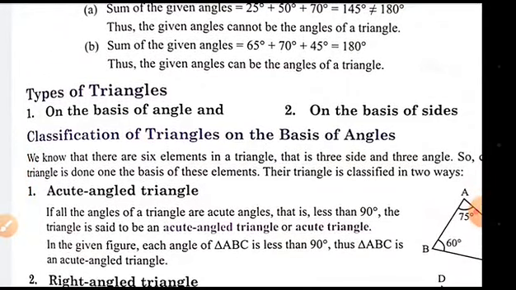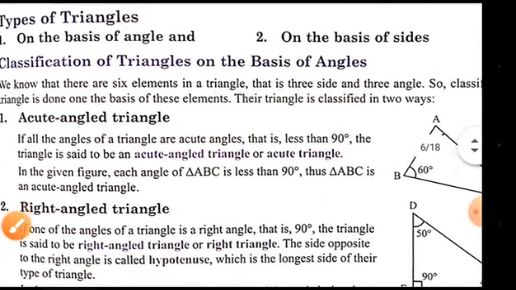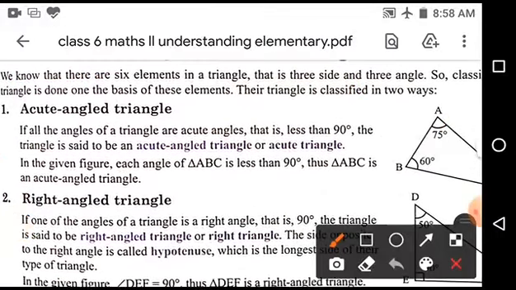Now the next topic is types of triangles. This is an important topic. Types of triangles can be defined in two ways: first on the basis of an angle, and second on the basis of a side. The classification of a triangle on the basis of an angle: on the basis of an angle, triangles are of different types.